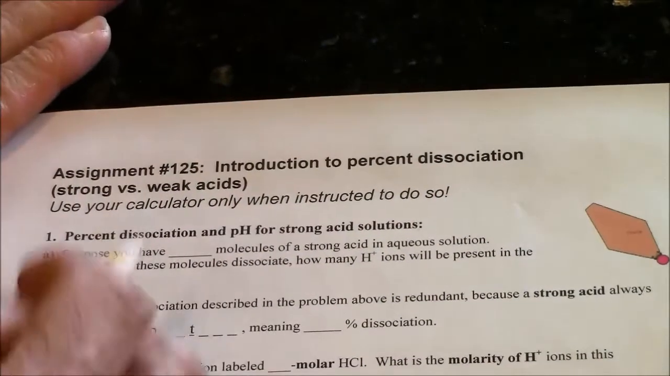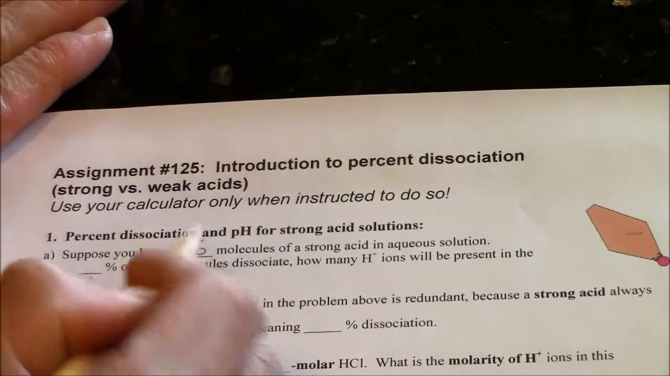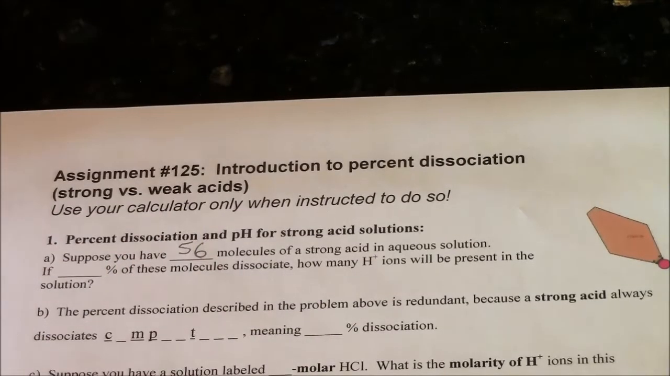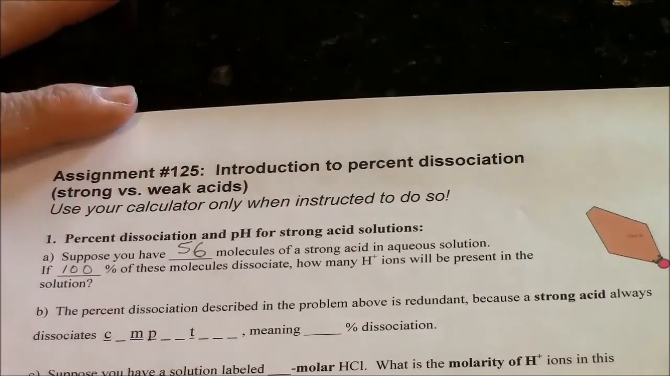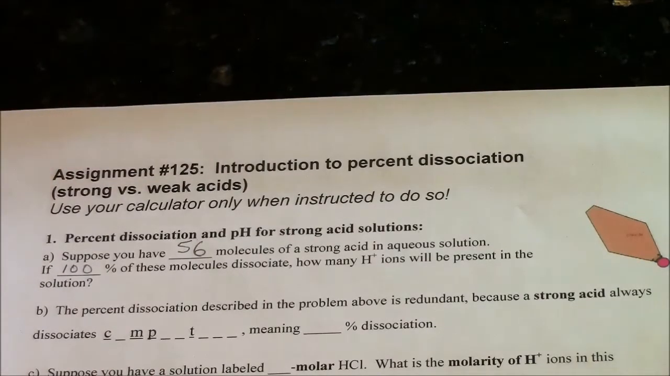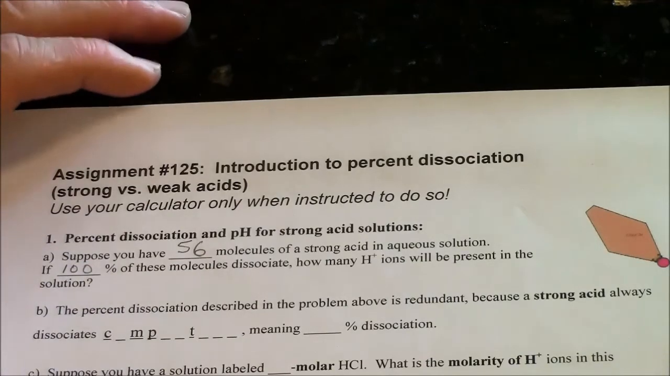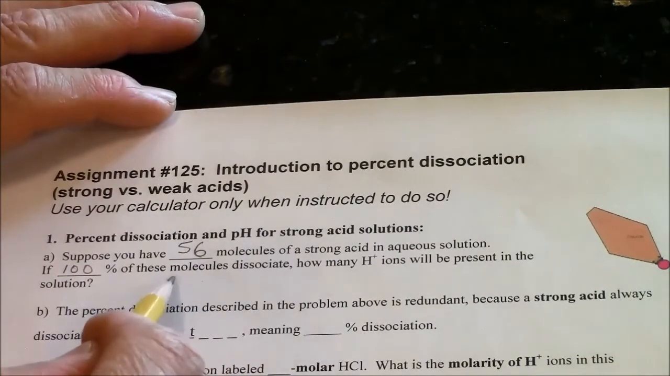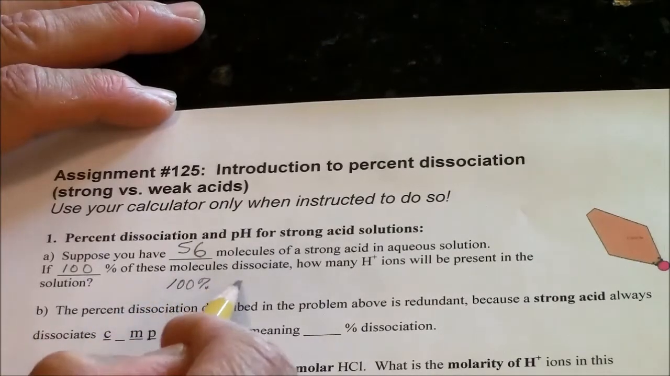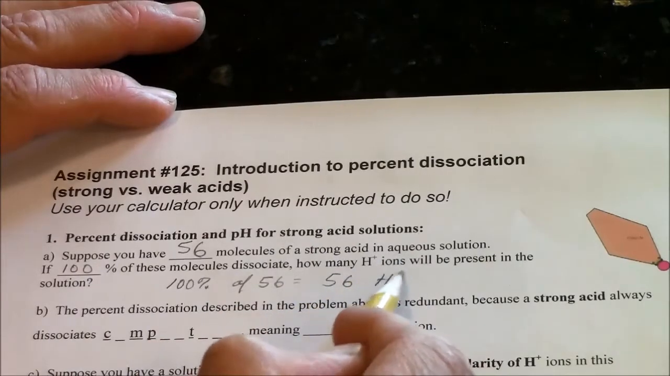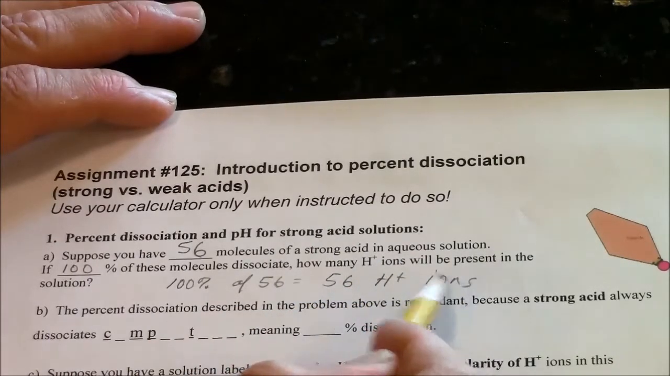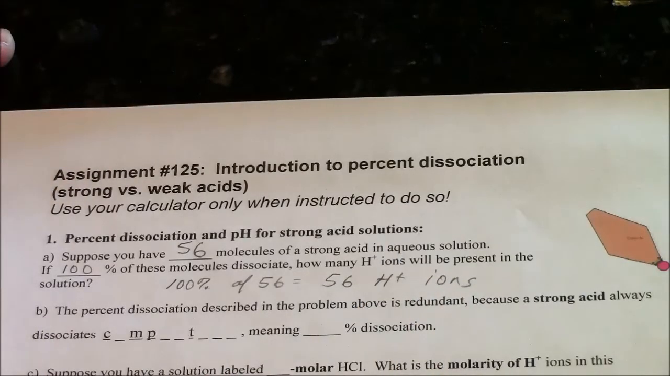Suppose you have a random number, 56 molecules, of a strong acid in aqueous solution. If 100% of these molecules dissociate, how many H+ ions will be present in the solution? This should be a trivial question, very easy to answer. 100% of 56 is 56. And that will be the number of H+ ions present in the solution.